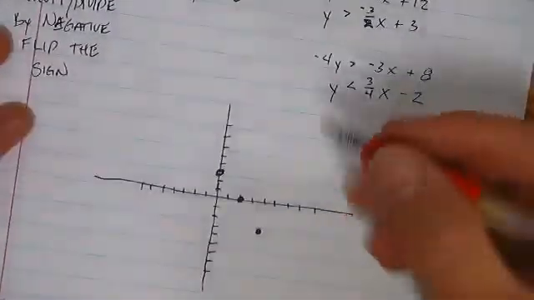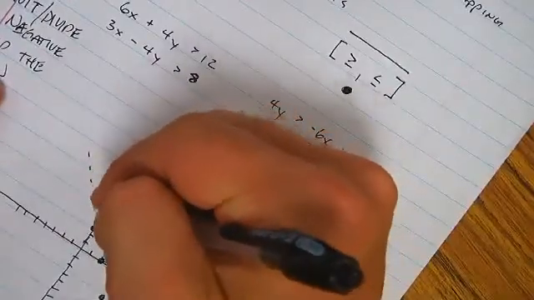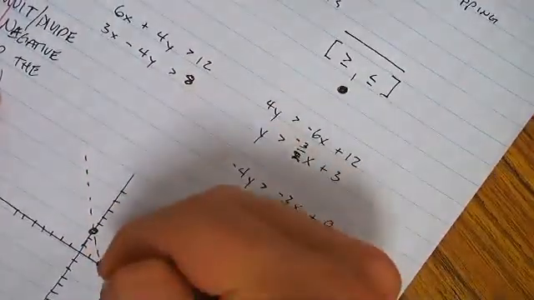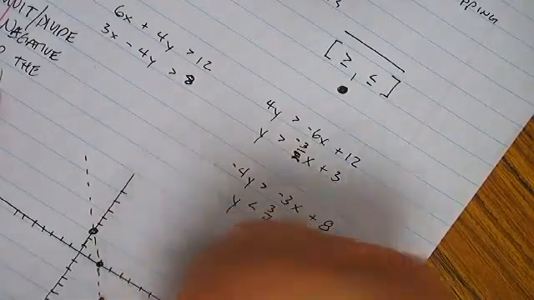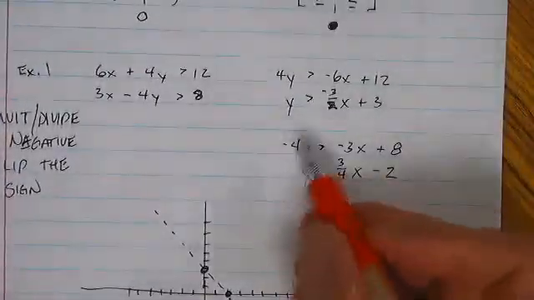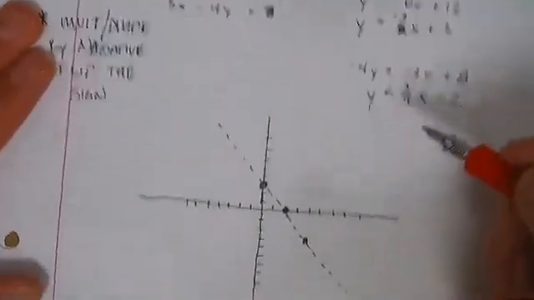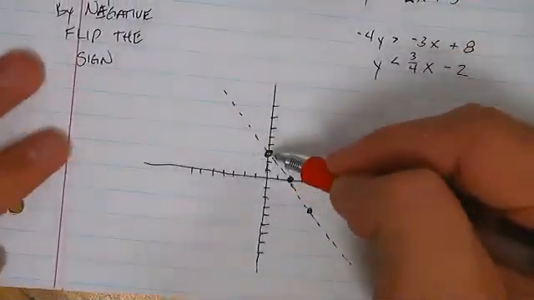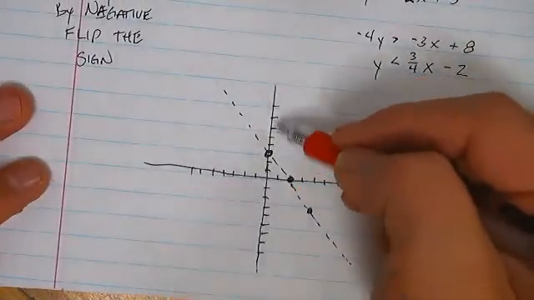It's not all of a sudden going to become a solid line. So I'm just going to put a dashed line through, just like that. And then the shading, right? This one says greater, so I'm looking at my y values that are greater than this line. And if you'll recall, they get greater as they go up. So I'm going to shade that way.